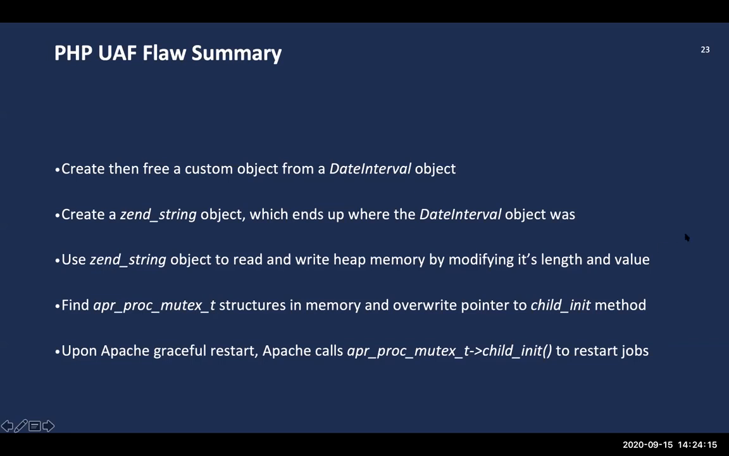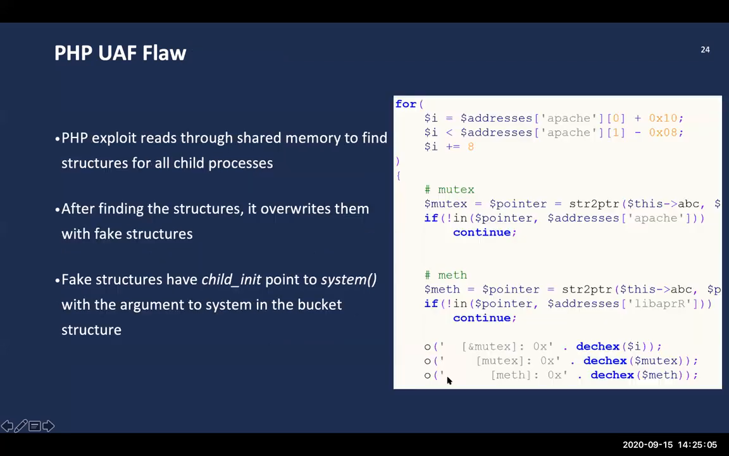So then we're going to find these APR proc mutex T structures in memory. We'll talk a little bit more about what those do in a few slides. And we're going to overwrite a pointer in them to a function or method called child init. And so that child init method is used by Apache later to run code and restart any jobs that were happening. So when Apache does a graceful restart, it has to not drop all the work that it was doing. Otherwise, you'd have a lot of APIs that fail, a lot of web servers responding with error codes. So there's a way that Apache can stop a process that's doing work and restart it later. And that's through this child init function on the APR proc mutex T object.